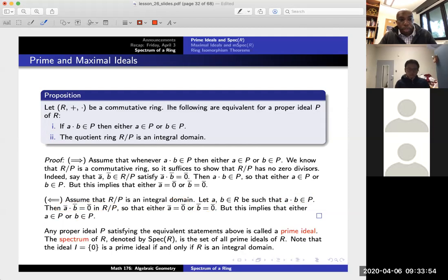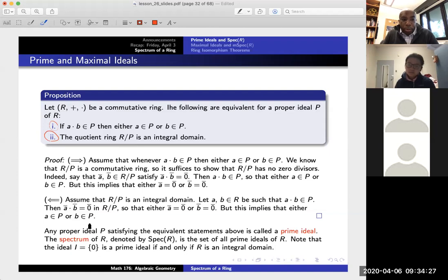All right. So we'll use this here to make a definition. Any proper ideal satisfying either of these two equivalent statements is called a prime ideal. So you can use either definition that you want. Some books like to use this definition, that if the product here is in P, then one or the other is in P. Other books like to use the second property here, that R mod P is an integral domain. We're actually going to use this quite a bit today, that these two are equivalent.